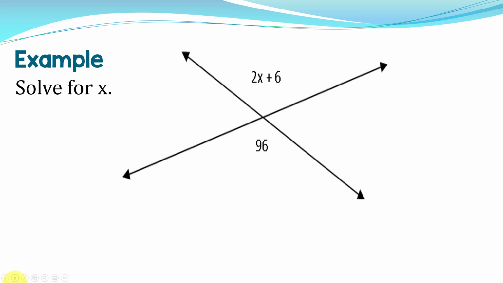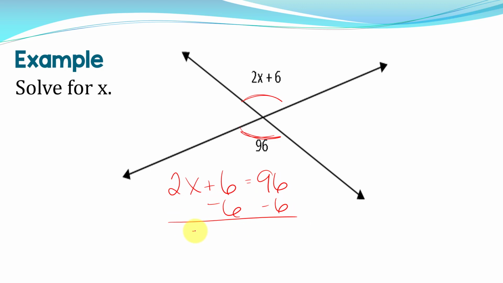All right, in fact, here's one. Take a pause and try it. See if you get this right. All right, so this angle and this angle are vertical angles. That means they're congruent to each other. So I'm going to set up 2x plus 6 equals 96. Solve this. And x would equal 45.